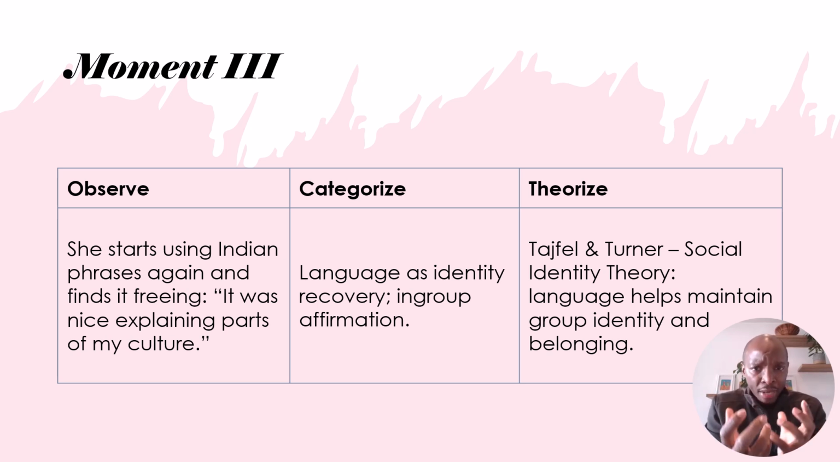This idea of in-group and out-group, right? Is made manifest here. This idea that the in-group is affirmed, right? She feels that belonging. And I might draw on Tajfel and Turner and social identity theory here, right? This idea that language helps maintain group identity and belonging. That's how I might draw on Tajfel and Turner to tie this line of analysis together. So again, observe, categorize, theorize.